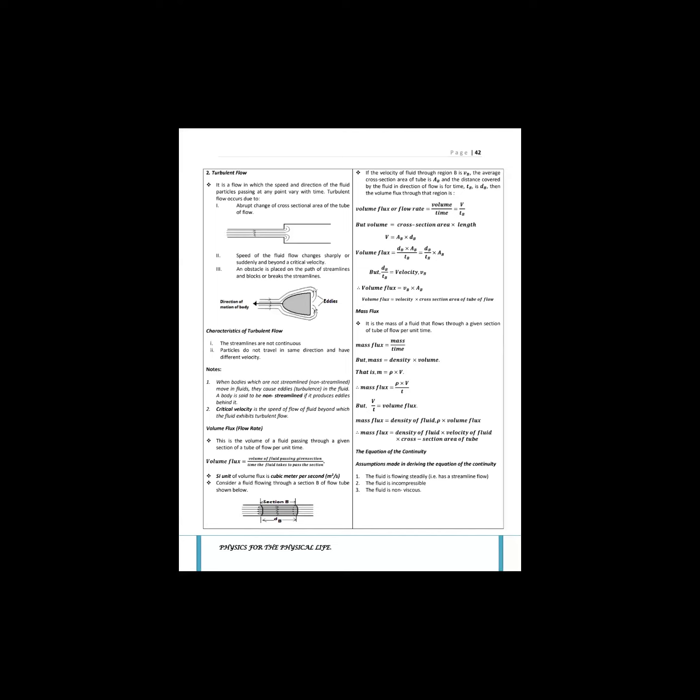It is also important to note that we have the critical velocity, the speed of fluid flow beyond which the fluid exhibits turbulent flow. And we have been told that it is sometimes abrupt. In some scenarios, it is abrupt. It can either be from a larger cross-section to a smaller cross-section or from a smaller cross-section to a larger cross-section area.